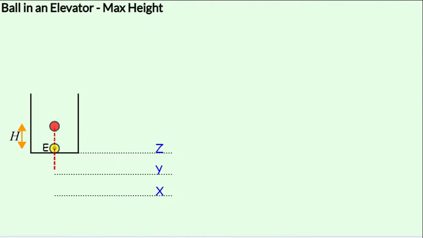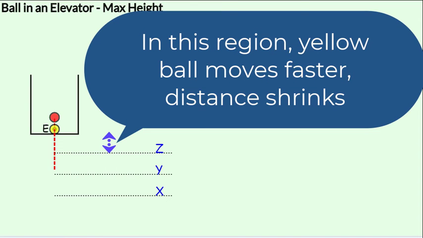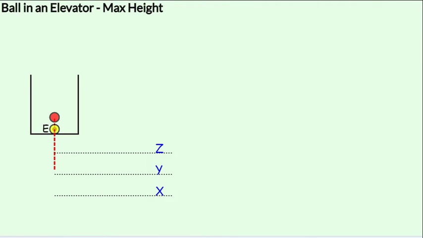The red ball would continue to rise higher from this point on, but then the yellow ball will be rising at a faster rate, thus decreasing the distance between them. And you can see that as the elevator goes higher than level Z, the red ball also moves higher, but the distance between the red and yellow balls is now decreasing. Let's play this one more time in slow motion.